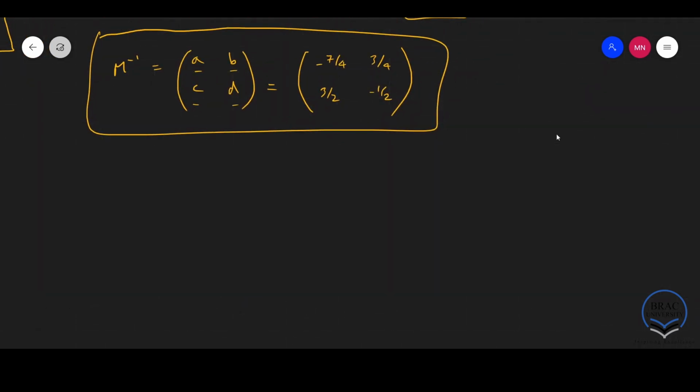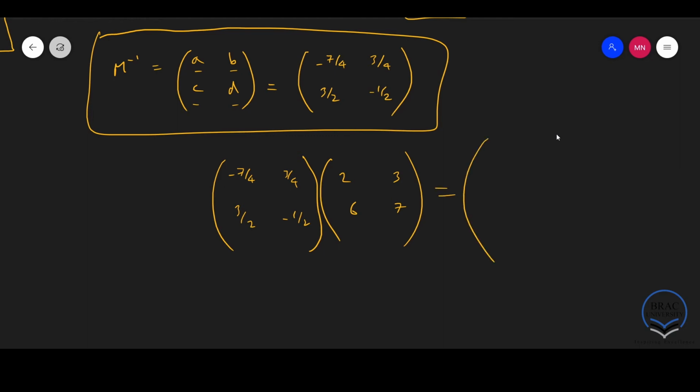And you can verify this, right? Our original matrix M was 2, 3, 6, 7. If I multiply this by my inverse matrix, minus 7 by 4, 3 by 4, 3 by 2, minus half, if you work this out and find the product of these two matrices, you will see that we just get the identity matrix. So this is M, this is M inverse. These are inverses of each other.